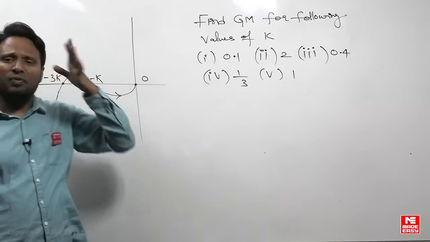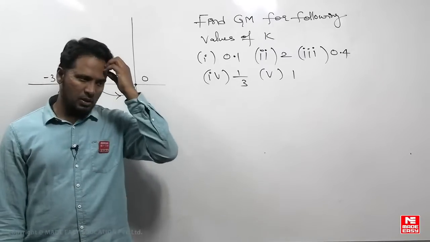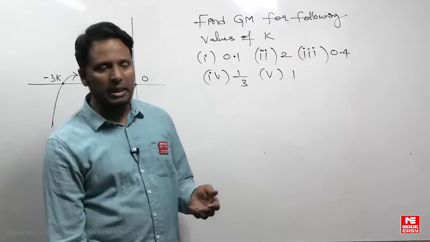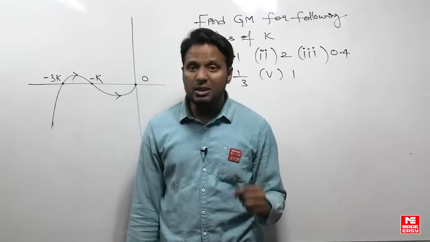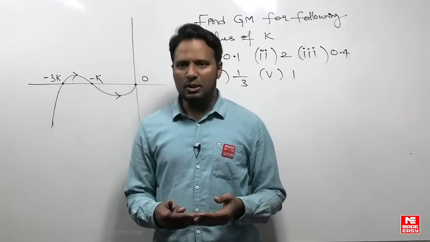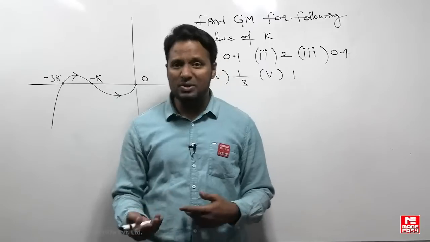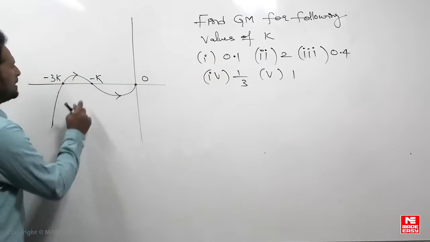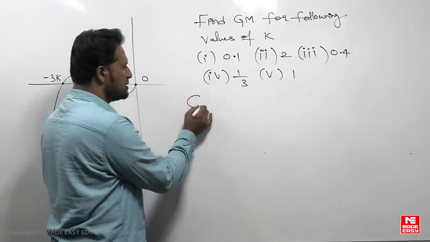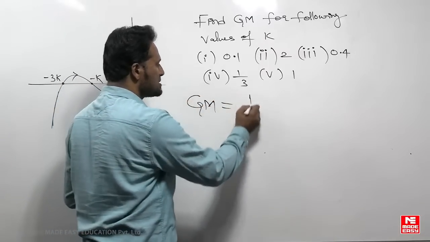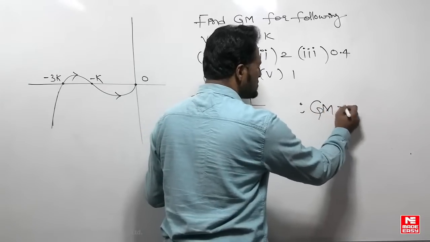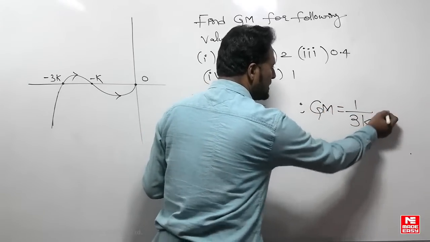Tell me from the polar plot, first of all, what is gain margin? If it is root locus, then it is critical gain by given gain. If it is polar plot, then it is the reciprocal of the intercept made by the polar plot on the 180 degree axis. Gain margin is the reciprocal of the magnitude at the phase crossover frequency. So what is the gain margin of the system? It is 1 by k. Also, the gain margin of the system is 1 by 3k.